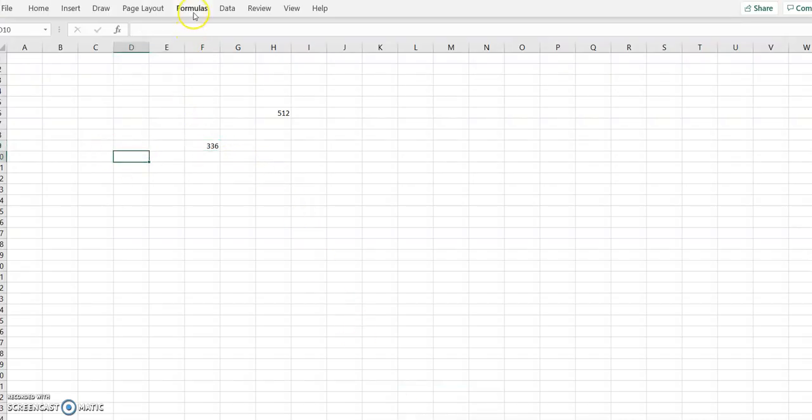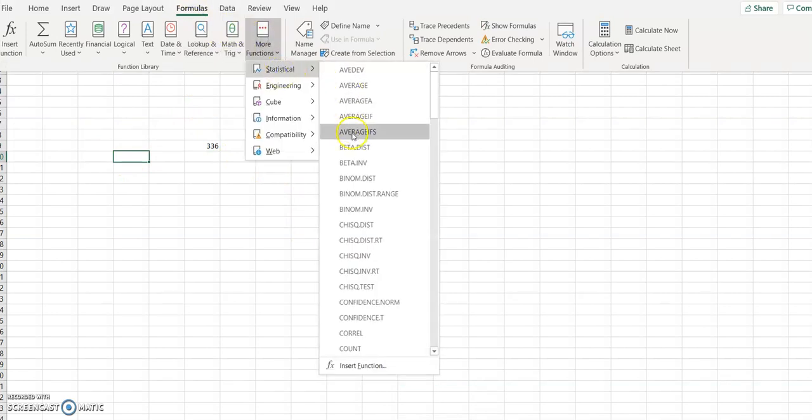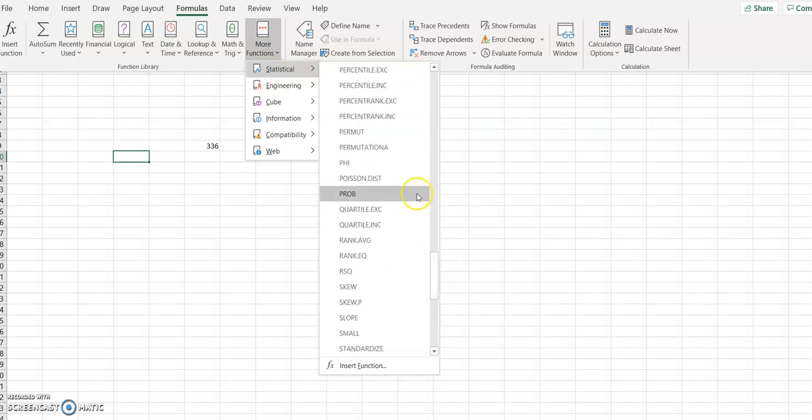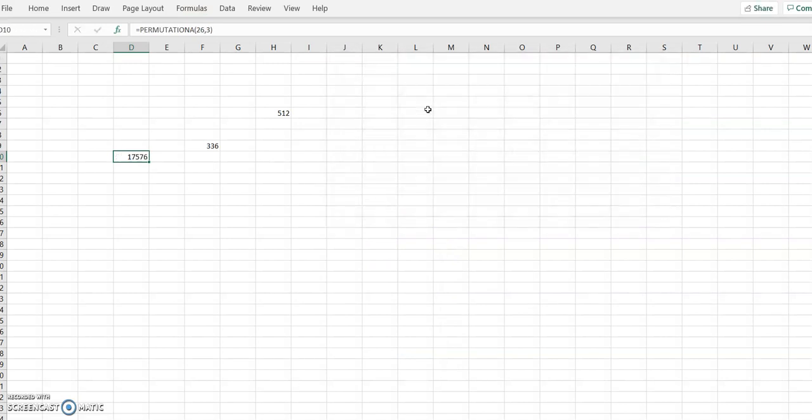So go in here, formulas, more functions, statistical, permutation A, and then 26 and 3. And you get 17,576 just for the letters part, okay? I'm going to erase these so we don't get mixed up.